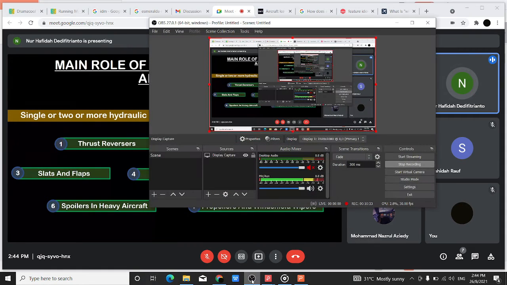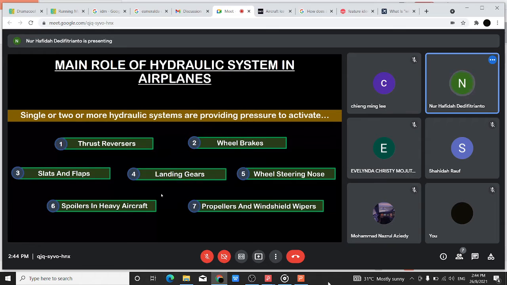The manual of hydraulic system. Usually, aircraft will have one or two or more hydraulic systems which provide pressure to activate thrust reversers, wheel brakes, slats and flaps, landing gears, nose wheel steering, spoilers in heavy aircraft, and also the propellers, as well as the windshield wipers. But the function of the hydraulic system will depend on the type of aircraft, because for smaller aircraft, the features will be fewer than the larger aircraft.